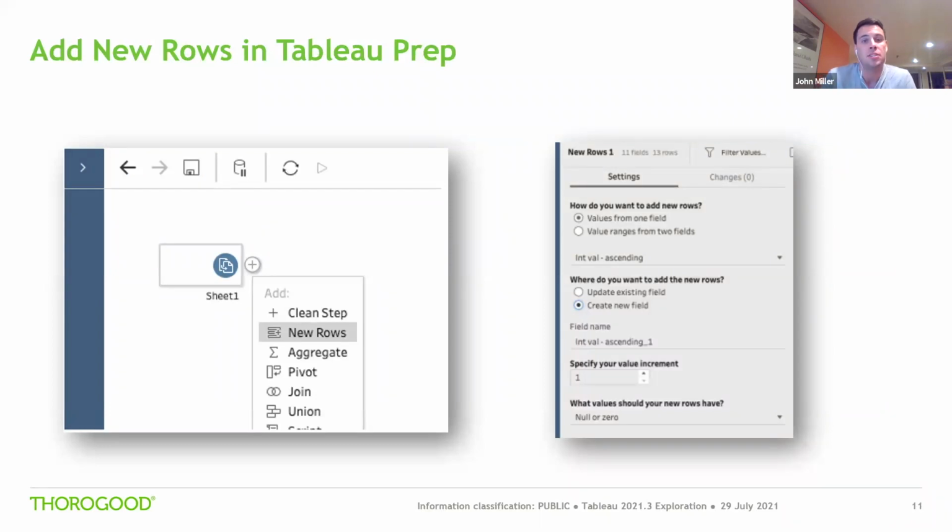Another prep feature here, this one allows you to fill in missing values in a series of integers or dates, or create new rows between a range of dates. Within prep, you'll see the add new rows step as something that you can add in your flow window. And you can specify the configuration on the step on the subsequent menus that are shown here.